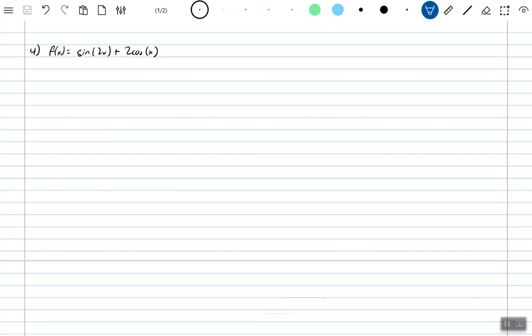All right, now consider this function. f of x is equal to sine of 2x plus 2 cosine of x. And we want to find the derivative with respect to x of f of x. Well, due to linearity again, we know that's equal to the derivative of each term individually. So we just pass the derivative through. And then we just take the derivative term by term.